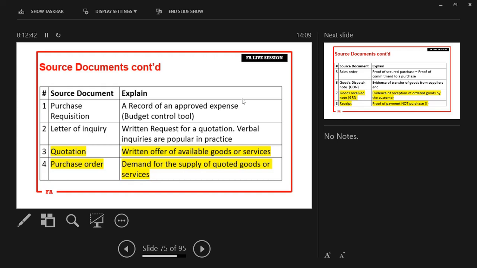So when you send your letter of inquiry, when you ask verbally, the supplier who is in need of business can respond with what? A quotation. What is a quotation? I said initially that many people don't know these source documents. They use them, but they don't know what they mean. So a quotation simply means, from our class at least, a written what? Offer of available goods or services.